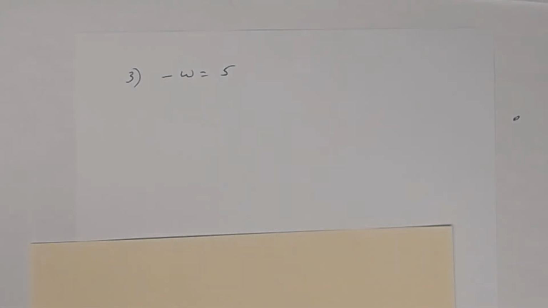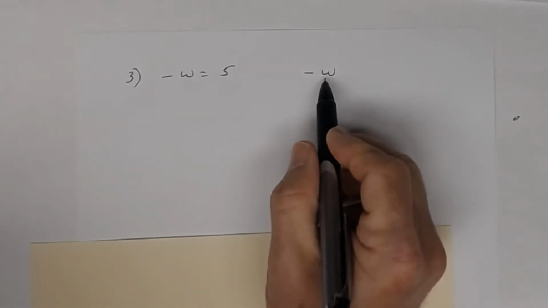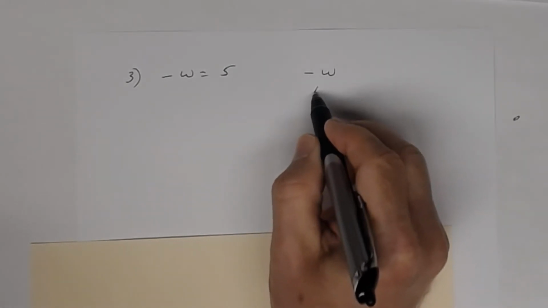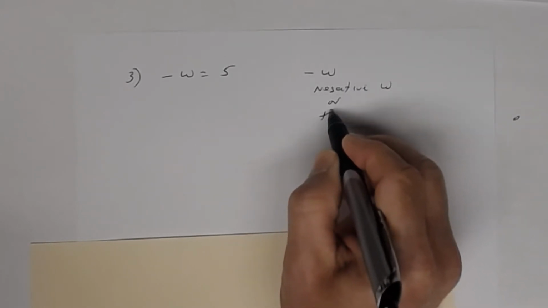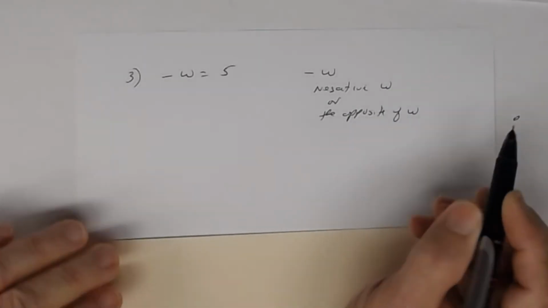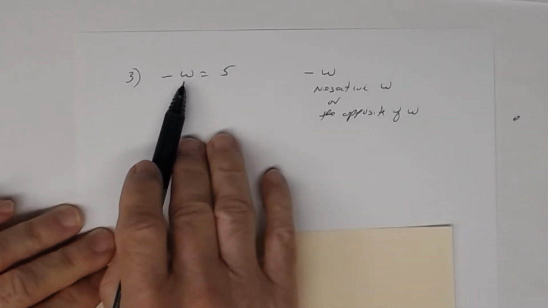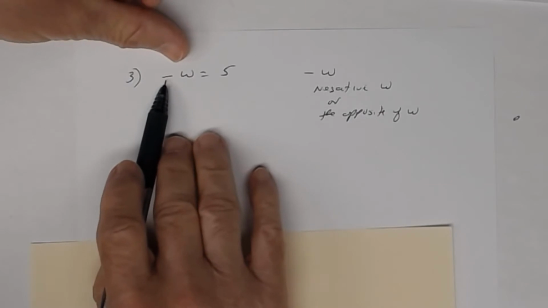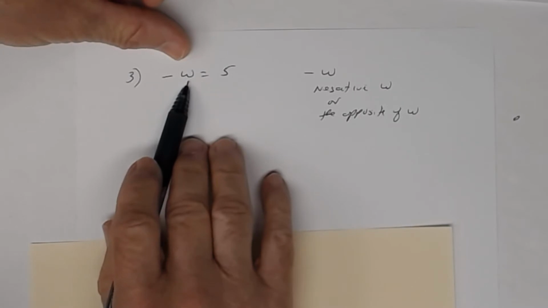Okay, so let's look at this one. This is number 3. So number 3, we have negative w equals 5. Now, I just want to remind you that another way to read negative w is this. So you can read it as negative w, just like I stated, or you can say the opposite of w. Okay? So sometimes for some students it's a little bit harder to determine the solution here. So think about it this way. This is saying the opposite of what number is 5.